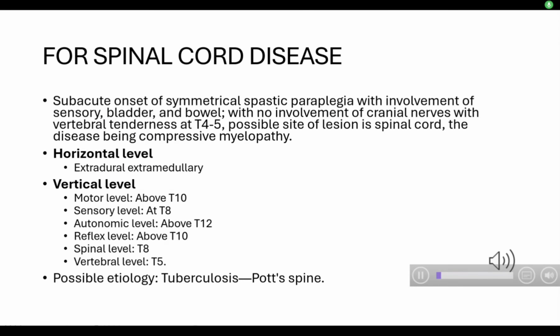For spinal cord disease, you can enumerate something like subacute onset of symmetrical spastic paraplegia with involvement of sensory, bladder and bowel, with no involvement of cranial nerves, with vertebral tenderness at T4 to T5, possible site of lesion in spinal cord, the disease being compressive myelopathy.